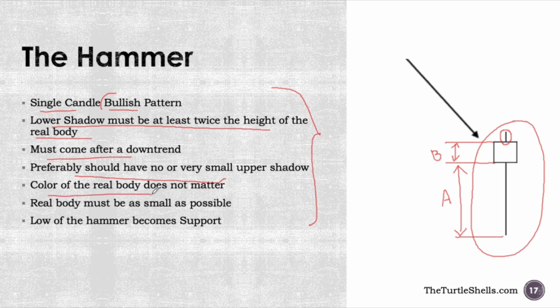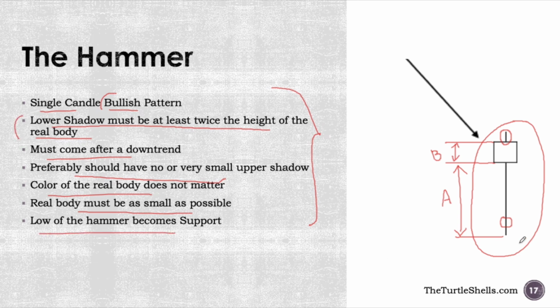The color of the real body does not matter. If this color is white or black, it really doesn't matter. It's just that the real body should be near the upper end of the trading range. Trading range is the distance between the high and the low. If this body is somewhere here, then that is not a hammer. The real body must be as small as possible. The smaller the real body, the better, because if the real body is small, then the lower shadow is likely to be large in comparison to the height of the real body, which is what we want from this pattern.